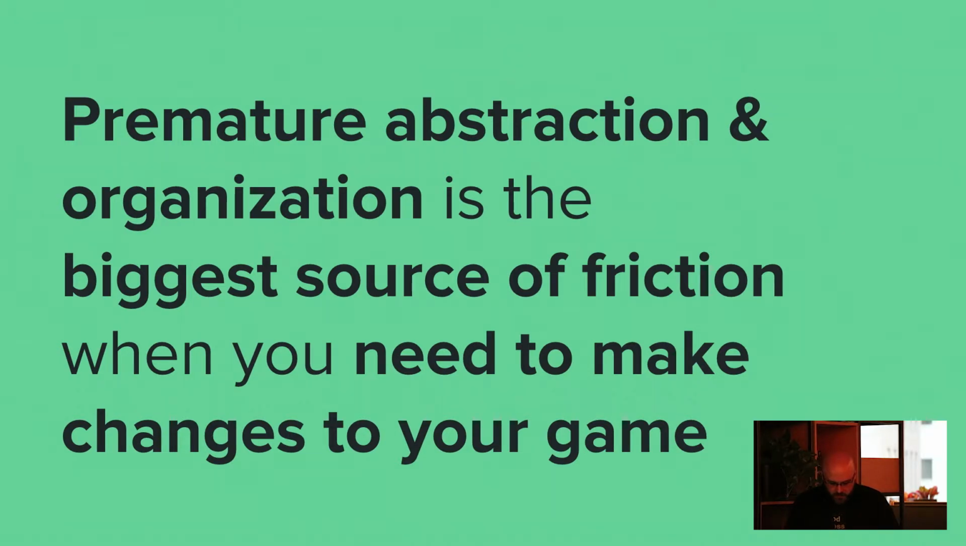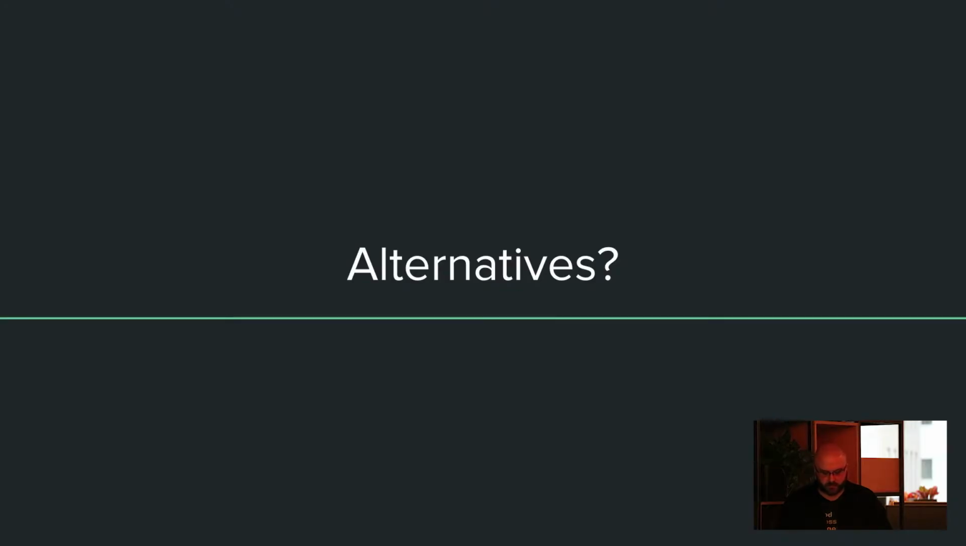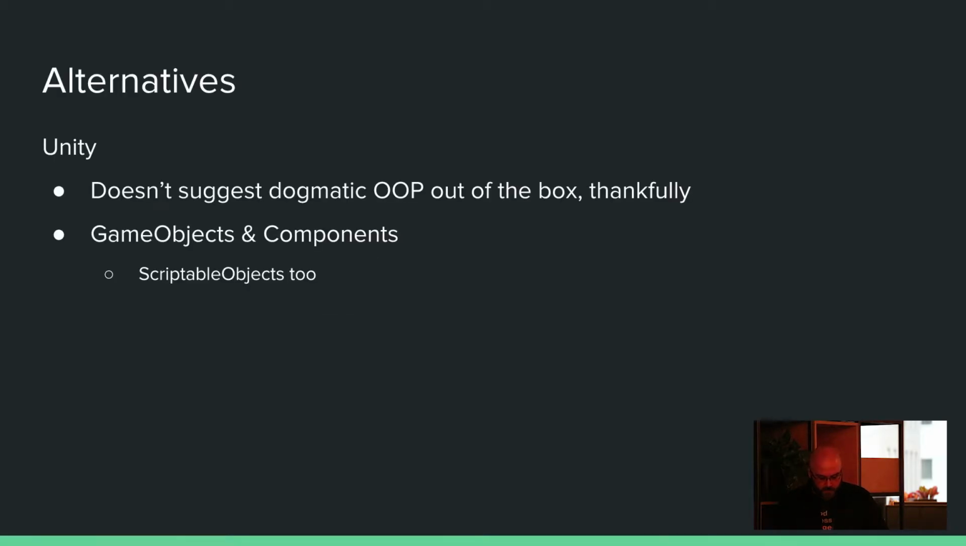In my opinion, premature abstraction and organization is the biggest source of friction when you need to make changes to your game. So people often throw around the phrase "premature optimization is the root of all evil." I think these two are also up there as well. Maybe not as harmful, but still, they can hurt.